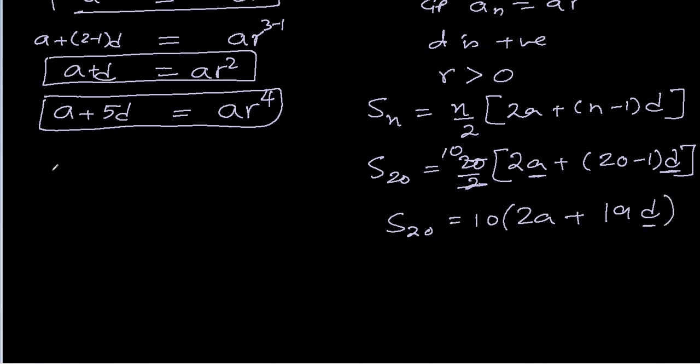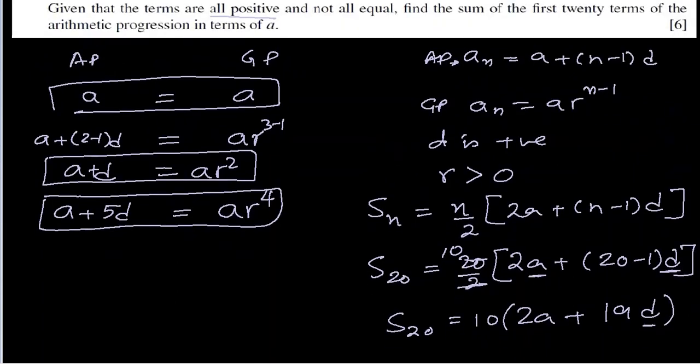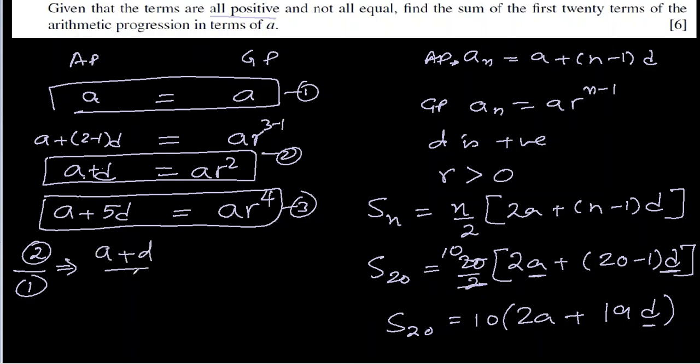Let's try to find d here. So we have to get rid of r, isn't it? We have to get rid of r so that our equations are only in terms of a and d, and then we can find d. All right. So first, let's call it number 1, number 2, and number 3. So if we divide number 2 by number 1, what situation will we get? Number 2, a plus d divided by a. Left divided by left. Equal to right, a r square divided by a.